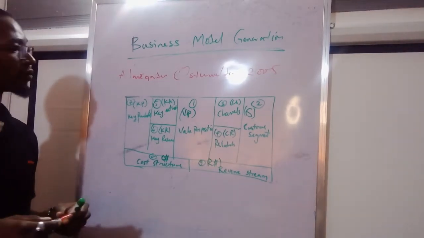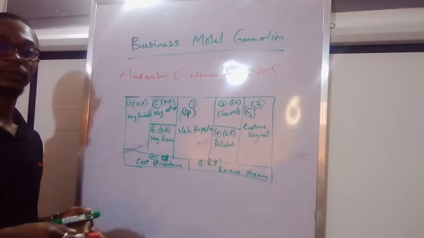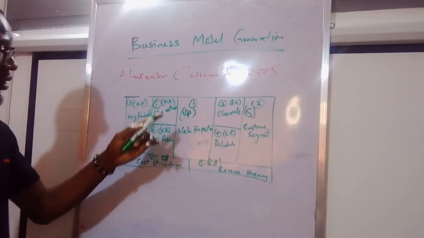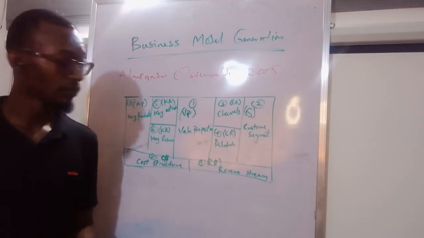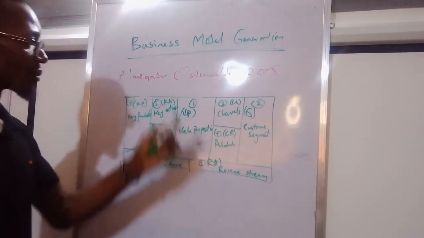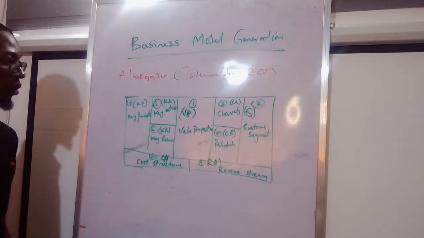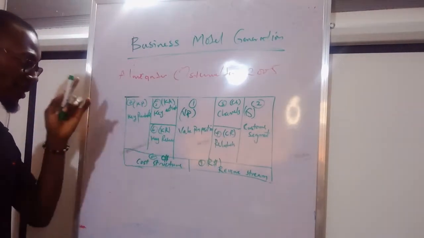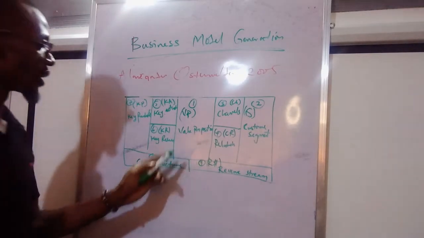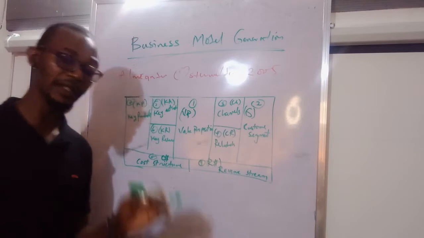In terms of seeing what you wrote. Number one, value proposition. Two, customer segment. Three, channels. Four, relationships. Five, key activities. Six, key resources. Seven, key partnerships. Eight, cost structure. Nine, revenue stream.